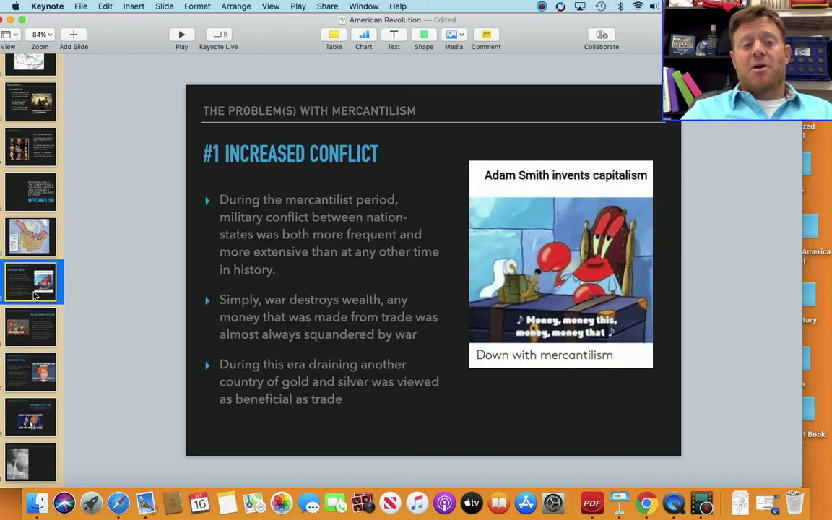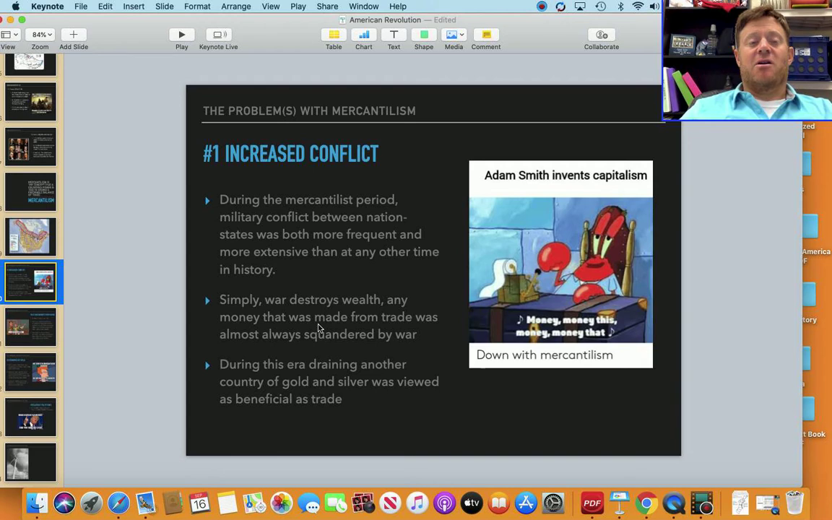And that's the number one problem with mercantilism: increased conflict. During the mercantilist period, military conflict between nation states was more frequent and more extensive than any time in history. And in fact, you're going to see this theme from the French and Indian War all the way to the Declaration of Independence. Mercantilism comes up over and over again. In order to put this in terms that an 8th grader can understand, wars destroy wealth, and specifically during this time period, money that was made from trade was almost always squandered by war.